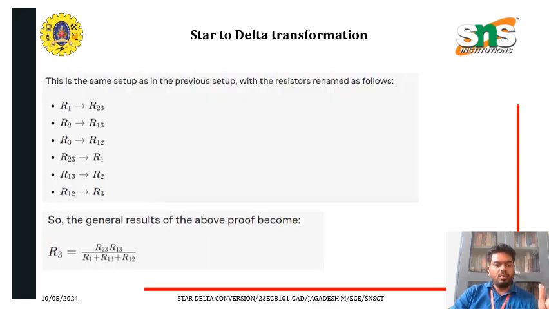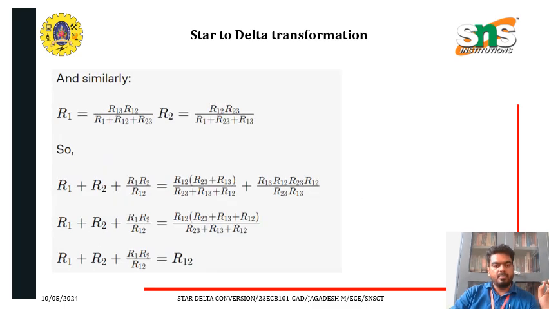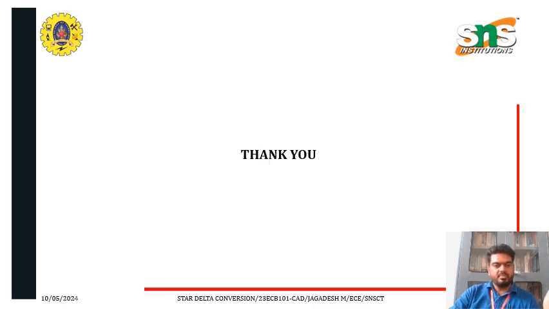The proof of this formula is given here. The result of the above proof becomes R3 equal to R23 into R13 by R1 plus R13 plus R12. Similarly, the other terms can also be derived.